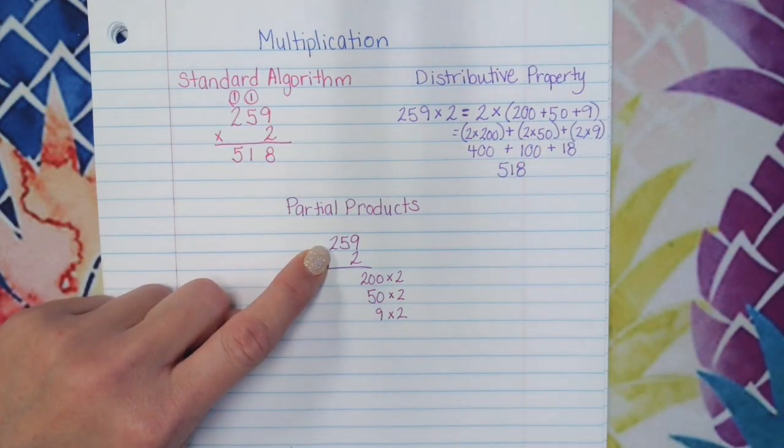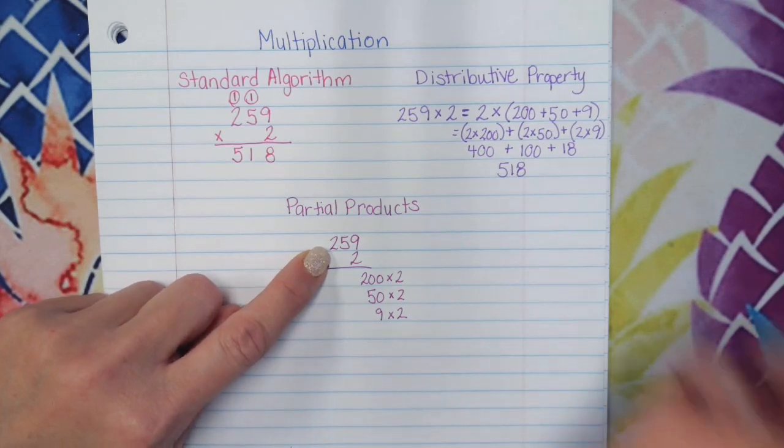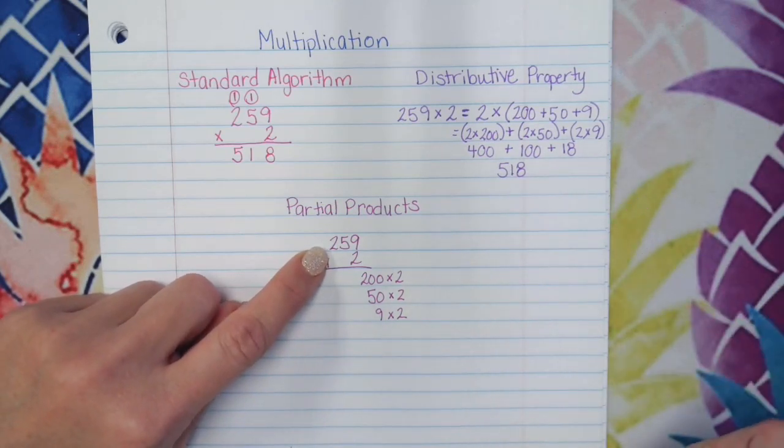Yeah, I think the distributive property is the hardest for me, because the parentheses probably kind of throw you off.